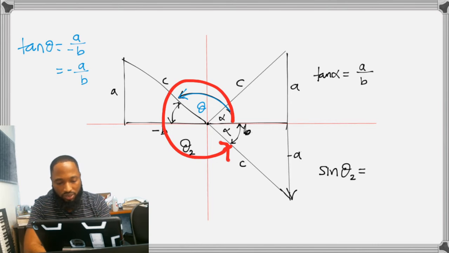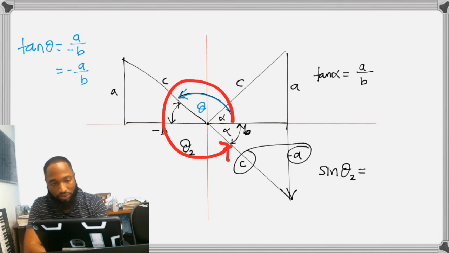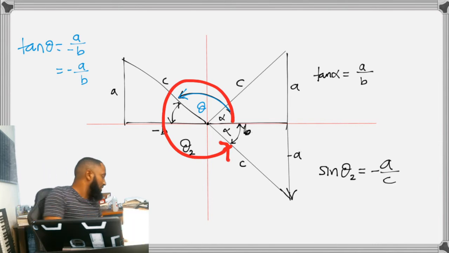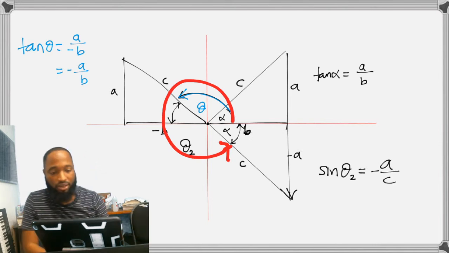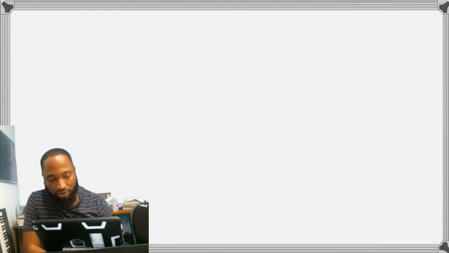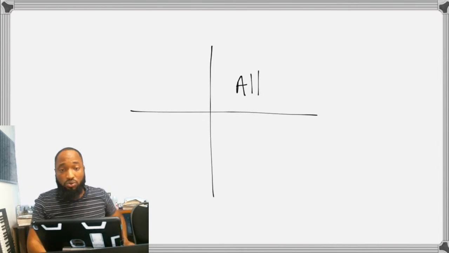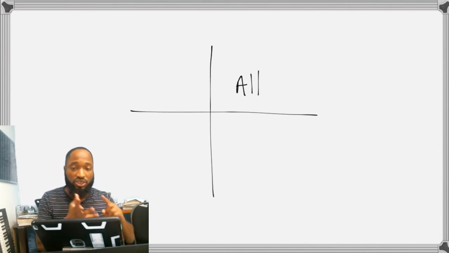So sine of theta 2 would be the opposite over the hypotenuse, so it'll be negative A over C. What does that tell you? If you try this for all the different trigonometric ratios, you will discover that for any angle in the first quadrant, the sine, tan and cosine are positive.